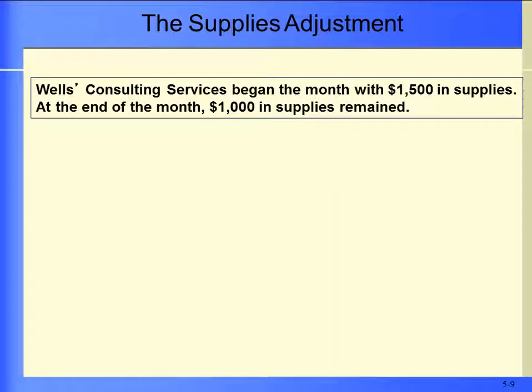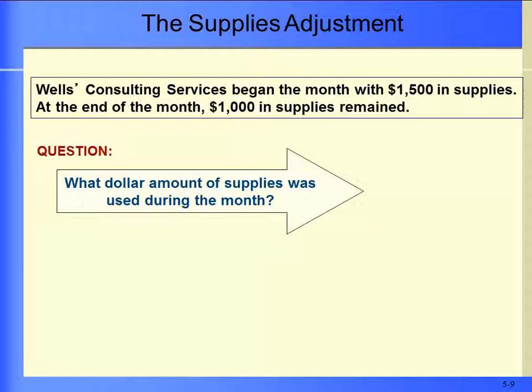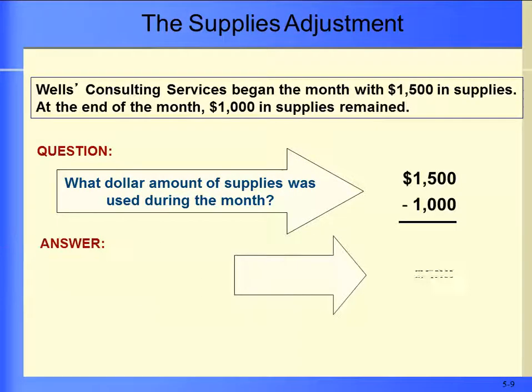So the company began the month with $1,500 in supplies. At the end of the month, it had $1,000. So you can just assume that the difference, $500, is what was used. To get that $1,000, we had somebody count up the supplies at the end of the month, and we know we started with $1,500. If we end with $1,000, that means we've used $500. So $1,500 minus $1,000 is basically $500.